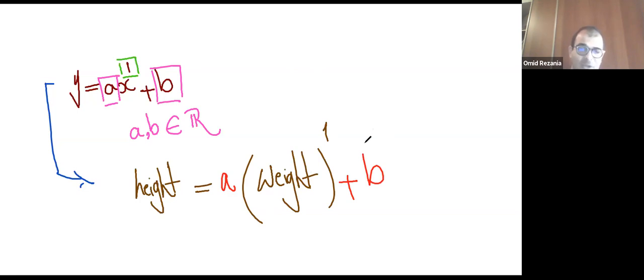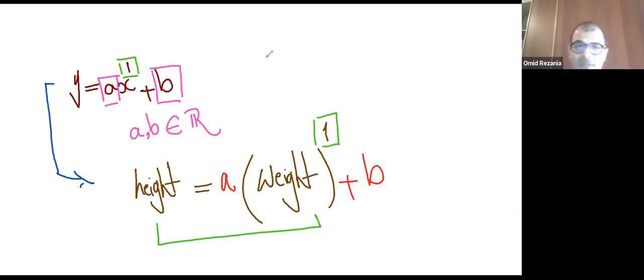When we go back to RStudio, and when we want to model this height and weight in our model, you see how we connect height and weight together. That's what I mean. You see that we have the power of 1 for the weight, and that's the thing we want to do.